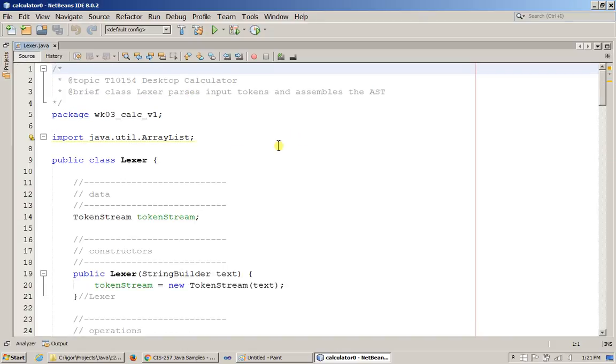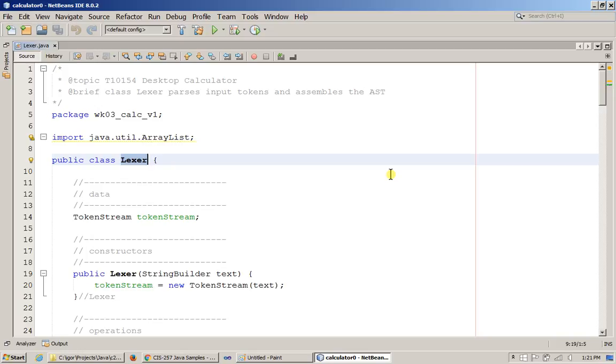Of course, the Lexer class is, I call it Lexer. In some similar programs, it could be called a parser. But my view of Lexer is that the majority of the responsibility of the class Lexer is dealing with the lexical analysis of input.